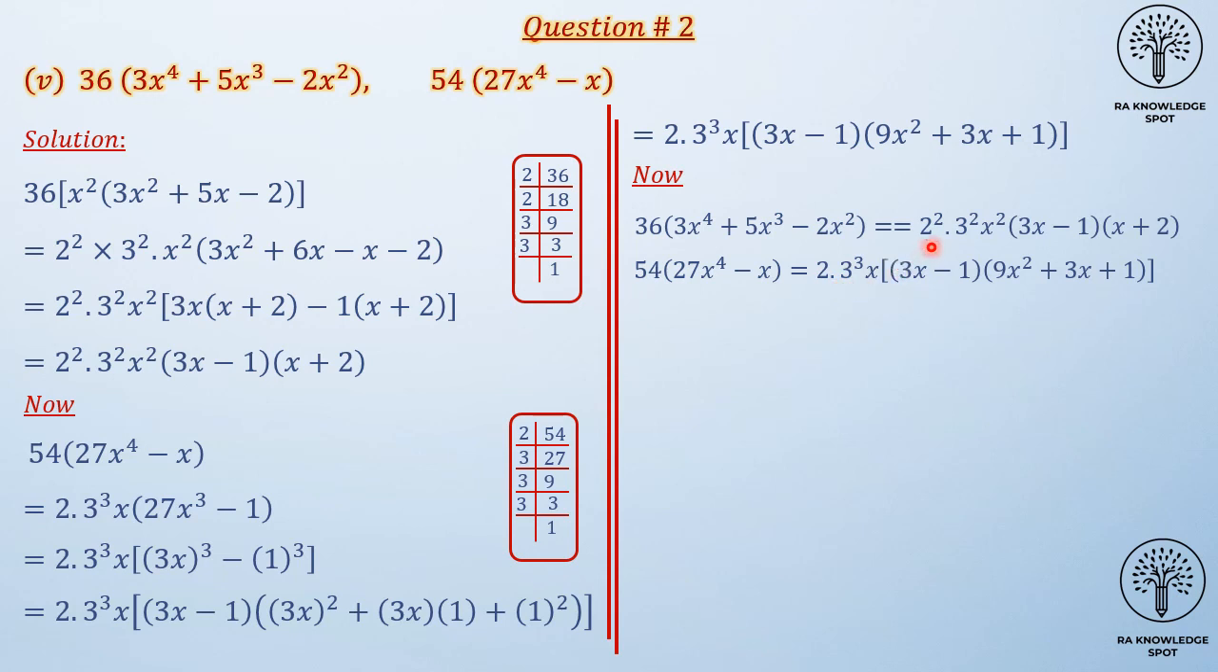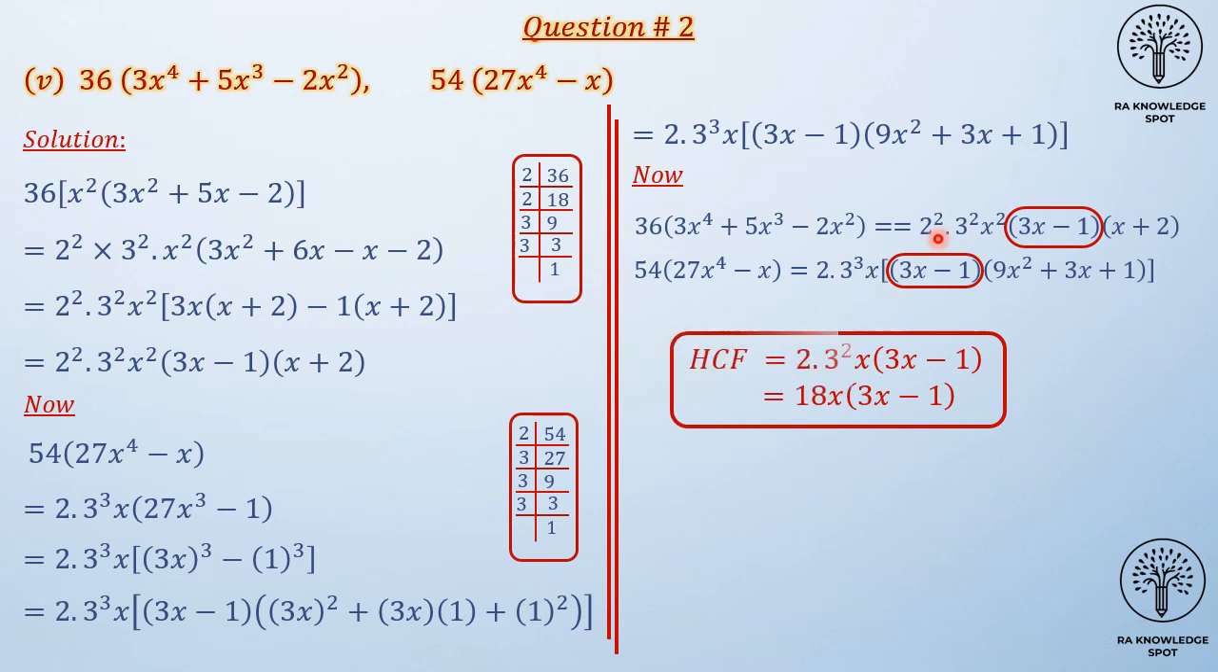And when you see 3, what is the least power? That is 3 power 2. And what is the least power of x? That is 1. That's good. Now 2 power 1 is common, 3 power 2 is common, and x power 1 is common. 3 power 2 means 9, 9 2s are 18, and 3x minus 1 will be as it is. I think this is not difficult for you. This is the last part of the question, students.